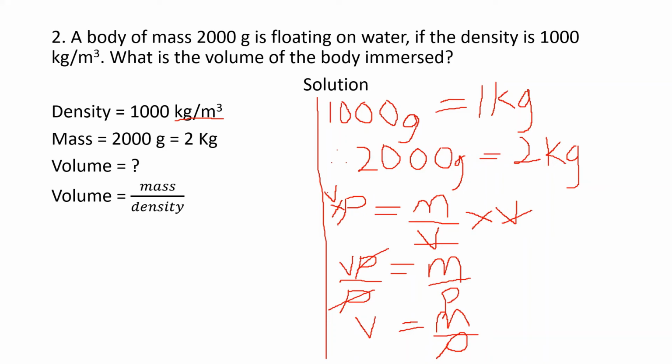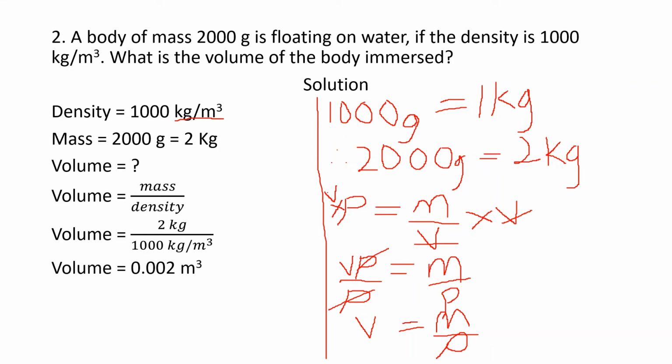So we now substitute our values in the formula. So we have 2 kg divided by 1000 kg per m cube. Then you use your calculator, you get 0.002 meter cube. Very simple.